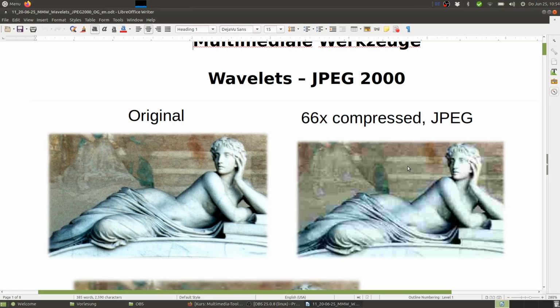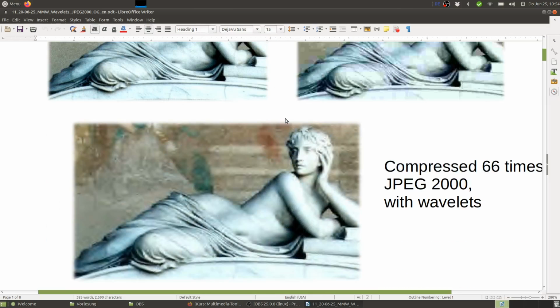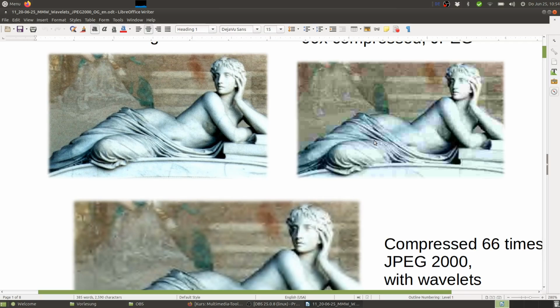Now JPEG 2000 is another standard which uses not the DCT, but instead so-called wavelets, of which we will learn more today. And they basically produce different artifacts, as you can see here. So you can compare it. Here is DCT and here is wavelets coming from JPEG 2000, also compressed 66 times. And you can see those artifacts, they look different. So it's less blockiness but more blurry.